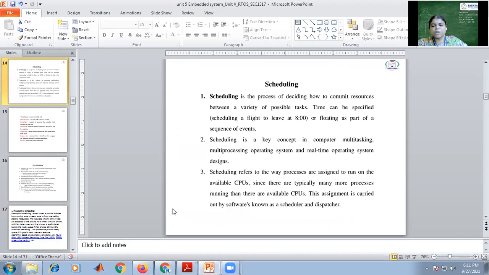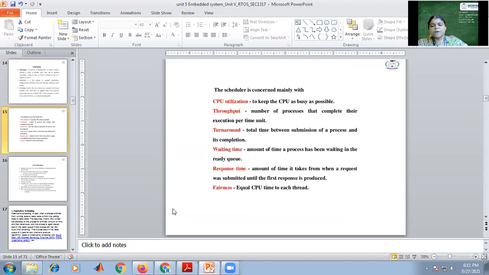Scheduling is actually a very important concept in our real-time operating system, and it is going to decide the CPU utilization, because the scheduler is the one which allocates the CPU to a particular task, so CPU utilization is always a main concern.